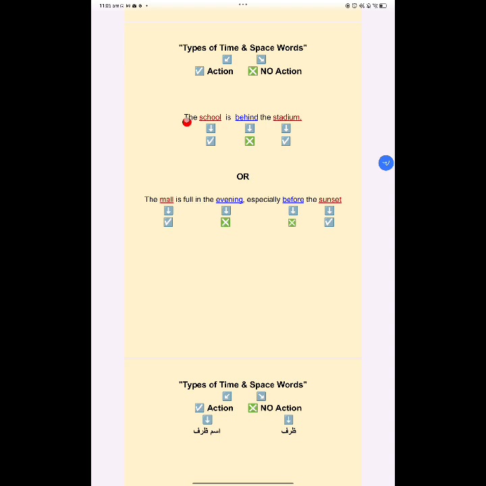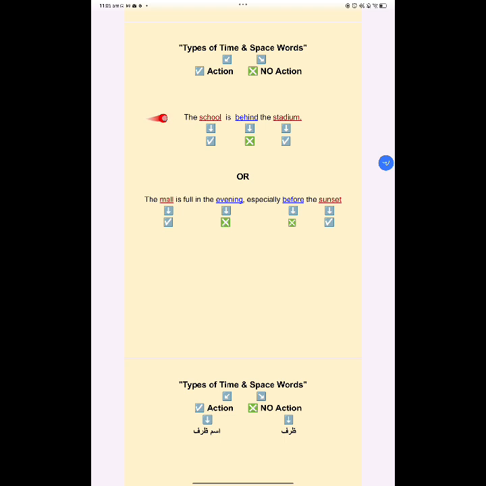Okay, for example, the word school. You know, the act of teaching and learning happens in school. So sometimes some zarf are going to tell you exactly the type of action that is associated with them. But sometimes there are going to be some zarf zaman or zarf makan that are not going to tell you any action associated with them. They're more of a general term. So I've got a couple of examples here. Let's study them and then we're going to move forward.